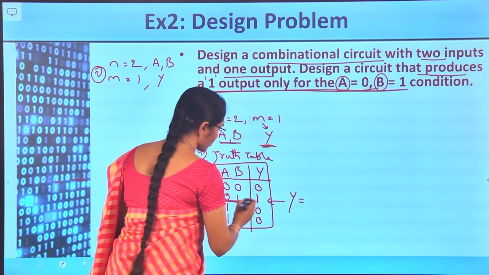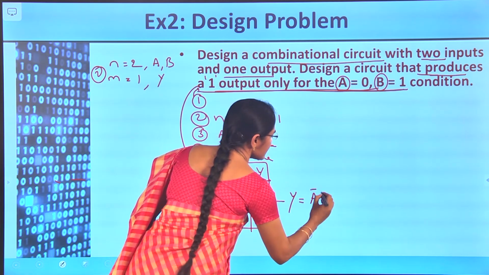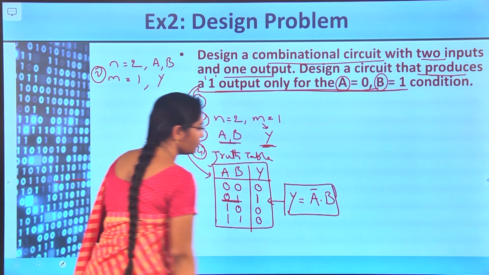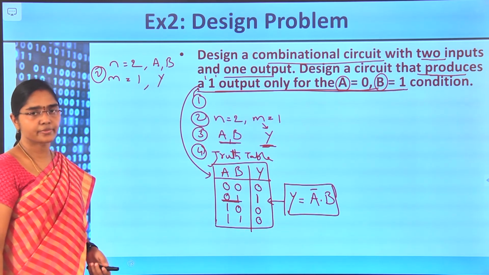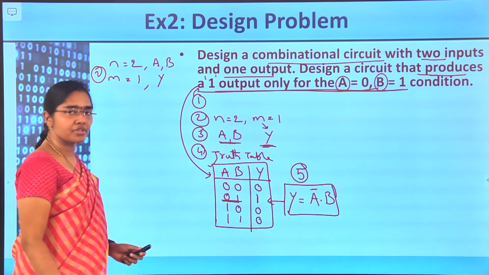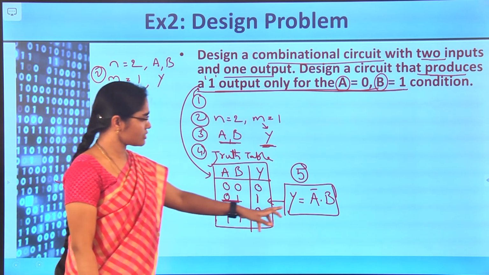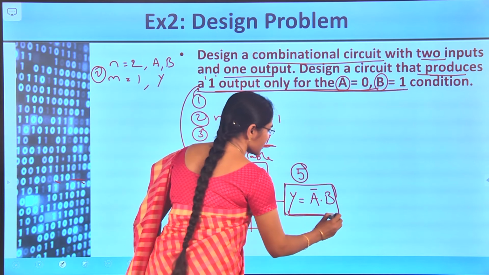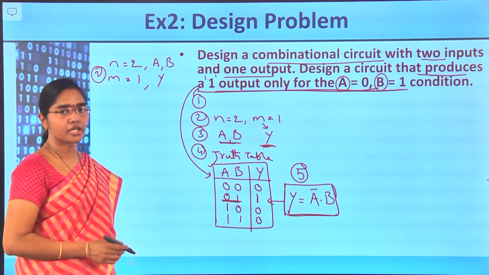So, y is equal to what? Since 0 1 is the combination, this will be written as A bar into B. That is the logic expression. So, our fifth step is, since simplification is not possible, it is only the simplified expression. So, our fifth step logic expression is y is equal to A bar into B.